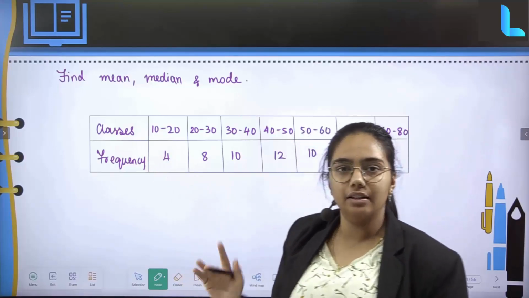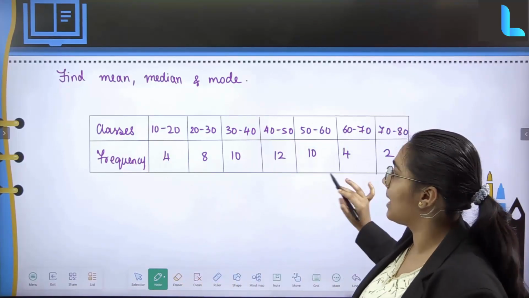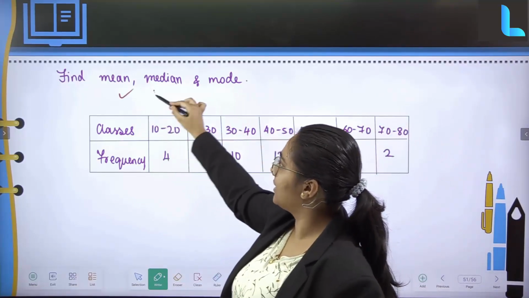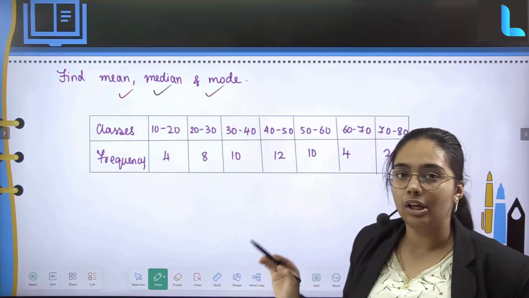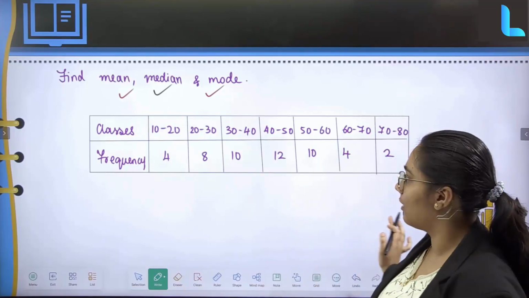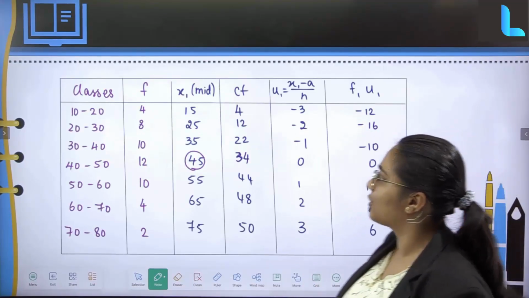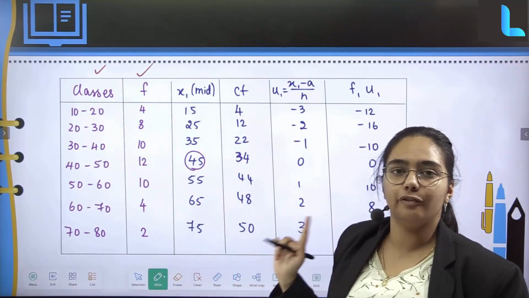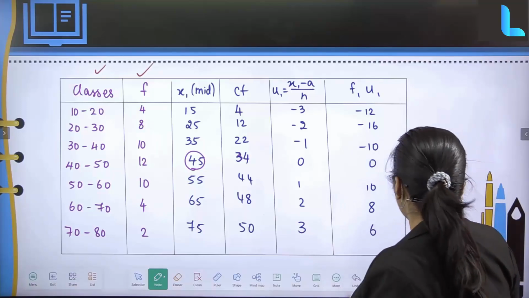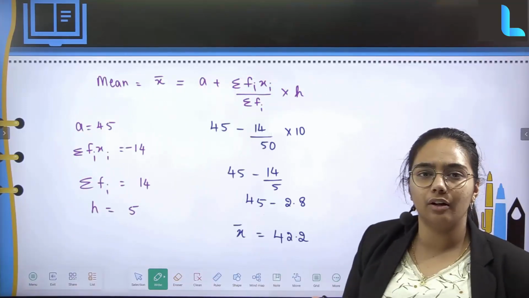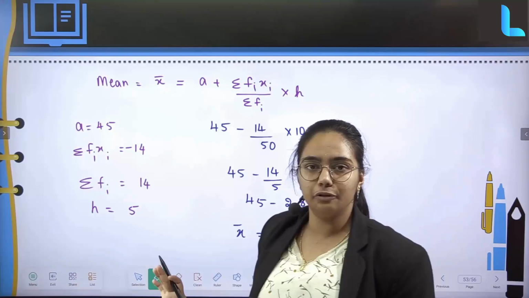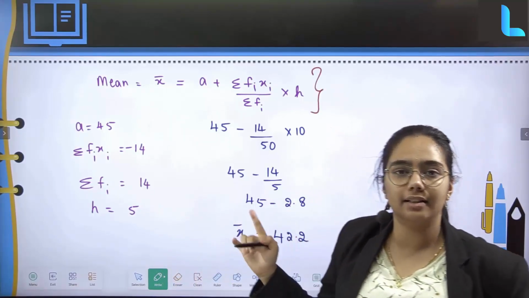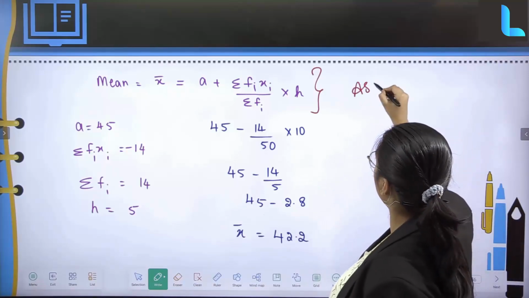Right. One last question for this particular chapter. So basically I have considered one full-fledged sum wherein it is grouped data and you have to find out all the things, that is mean, median and mode. So one full-fledged question, we'll just solve it over here. So what is the information given? You have class intervals and you have frequency. So first and foremost, let's find out mean. How do I find out mean over here? I have no other information over here, so I will be considering the most appropriate one, which is assumed mean.